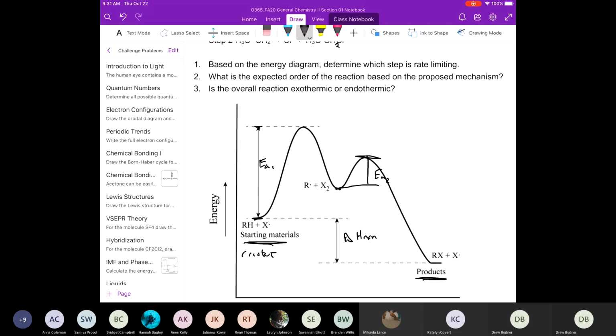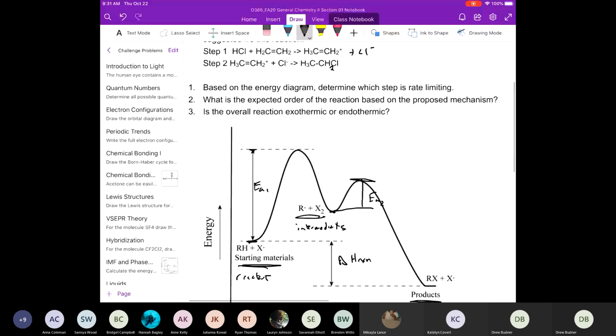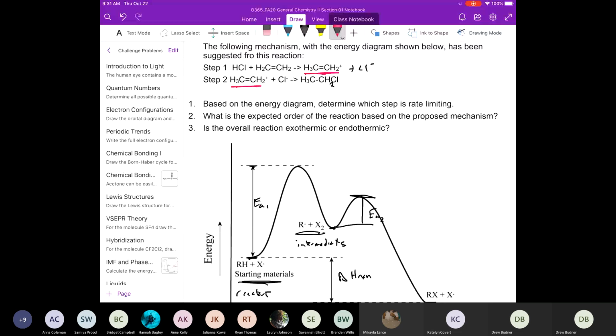This step right here, these we would refer to as intermediates, right? And from our mechanism, this would be an intermediate, right? It's there, right? It's something that's formed early in a mechanism and consumed later, right?